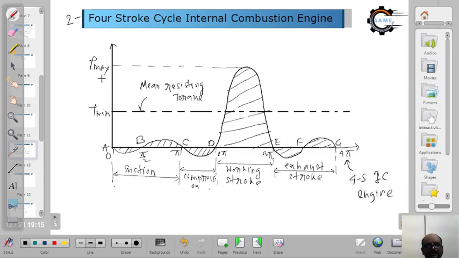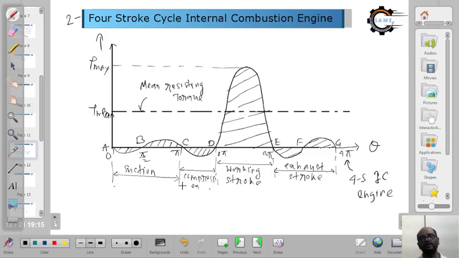Here also this is the turning moment, and here theta is the crank angle on this axis. The same analysis we did in the first case applies here. In the power stroke, that is the working stroke, we are getting the maximum torque. The minimum torque is here at zero, and this is the mean resisting torque. This is how the fluctuation works.